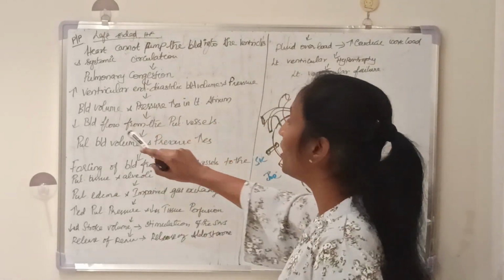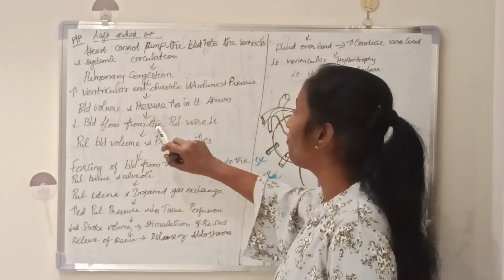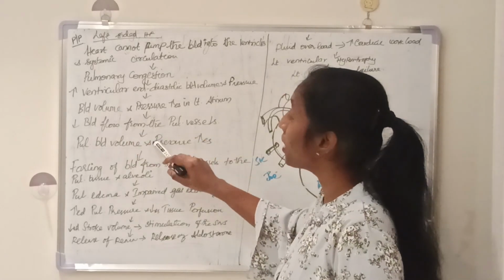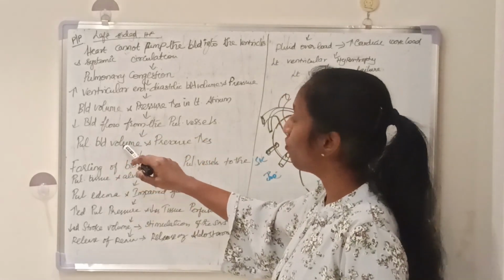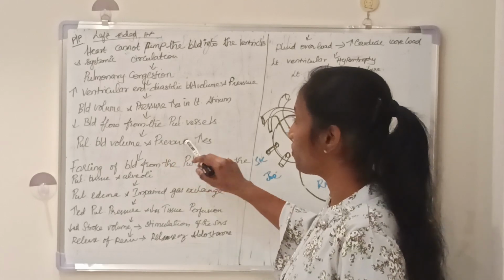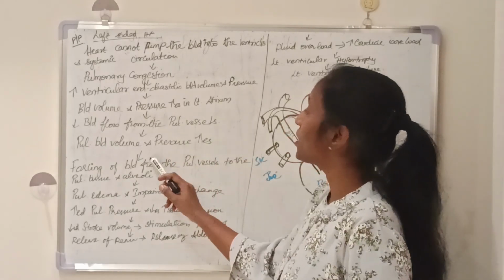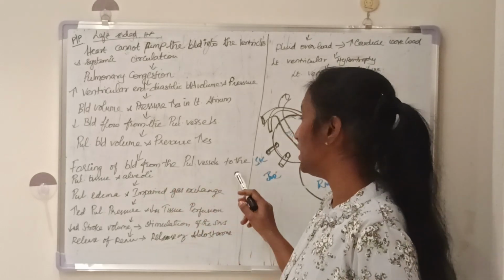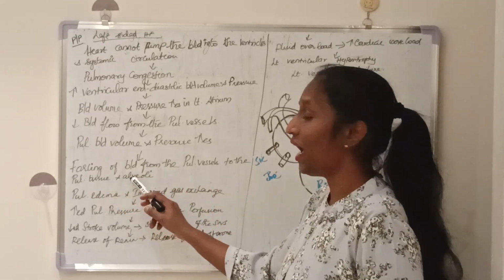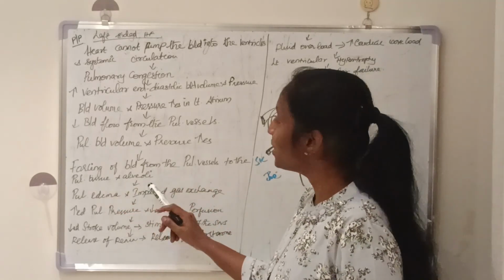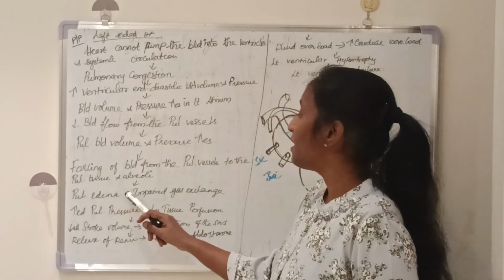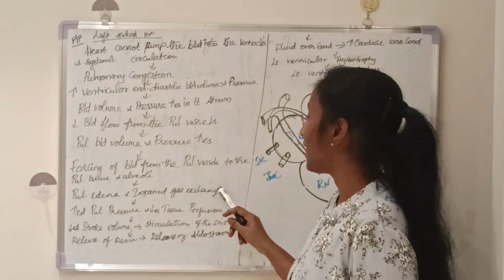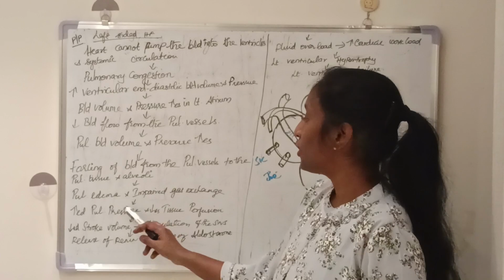That may lead to decreased blood flow from the pulmonary vessels, which increases pulmonary blood volume and pulmonary blood pressure, which leads to forcing of blood from the pulmonary vessels into the pulmonary tissue and alveoli, which leads to pulmonary edema and impaired gas exchange.